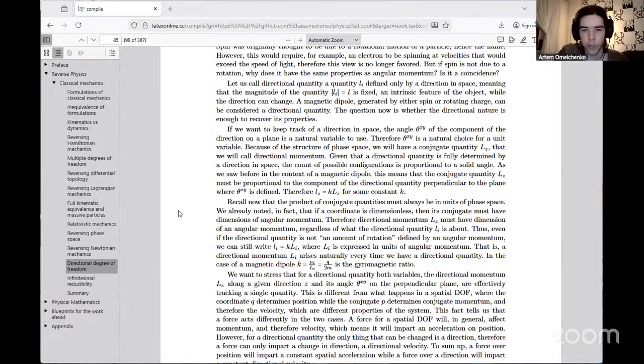Given that a directional quantity is fully determined by a direction in space, the count of possible configurations is proportional to a solid angle. As we saw before in the context of a magnetic dipole, this means that the conjugate quantity Lz must be proportional to the component of the directional quantity perpendicular to the plane where theta xy is defined. Therefore, small lz equals k times large Lz for some constant k.